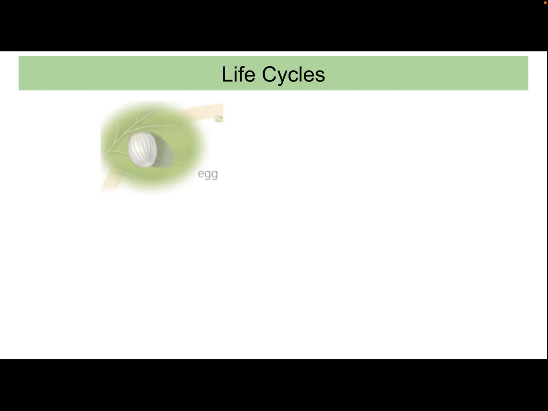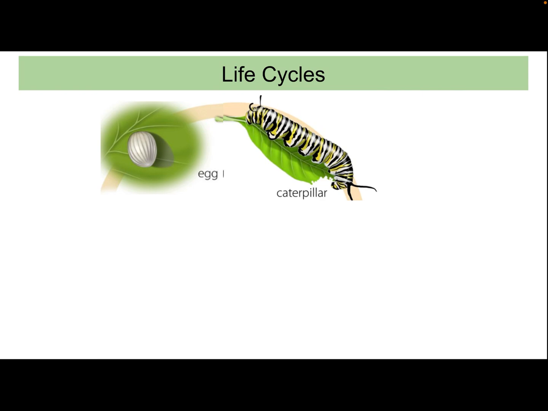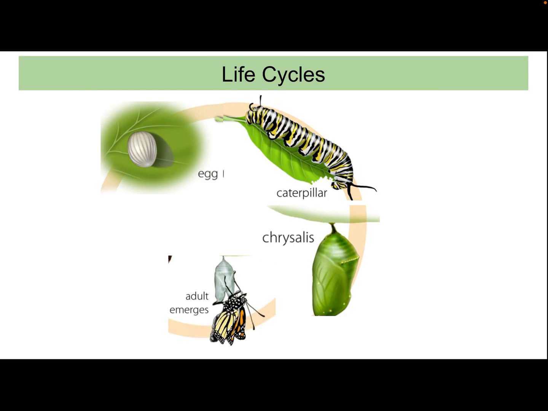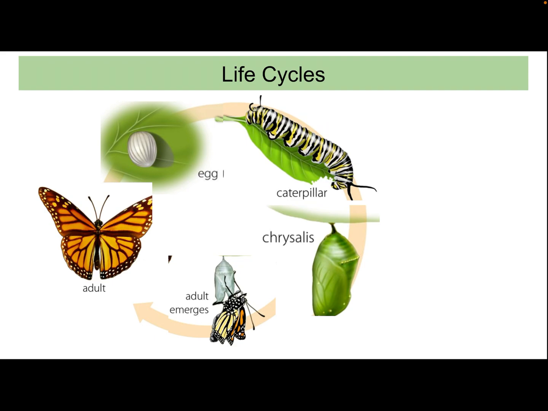Let's start off with an egg. This is a butterfly egg. Before it can become a butterfly, it has to go through several different stages. First, it becomes a caterpillar, then a chrysalis. Next, an adult emerges, and finally, it becomes an adult butterfly. The egg cannot skip any of these stages in the life cycle, and these events always happen in the same order.